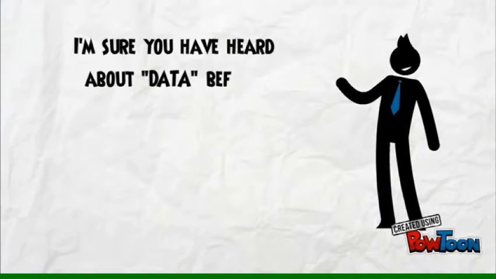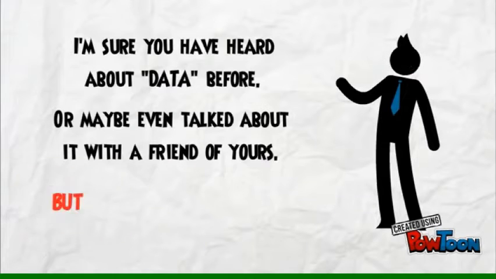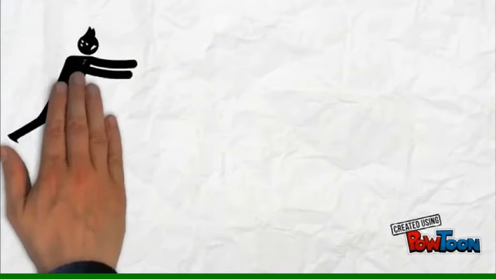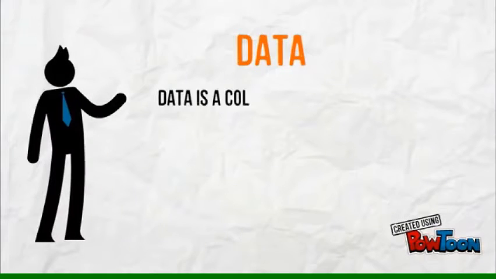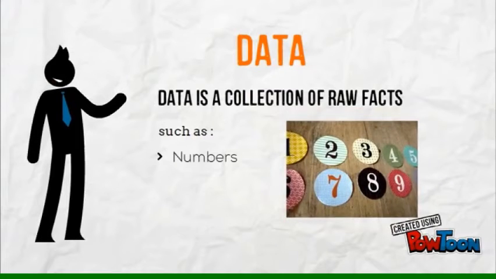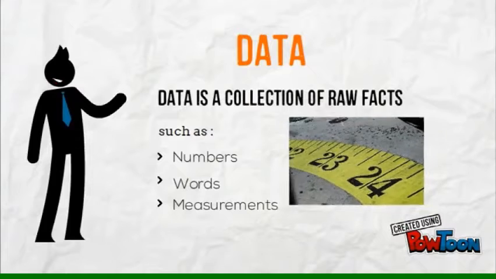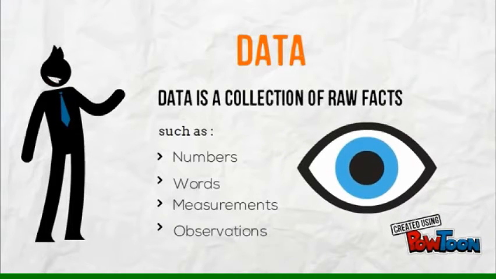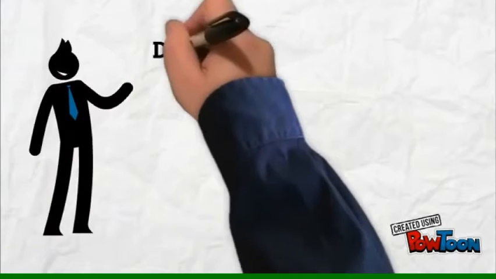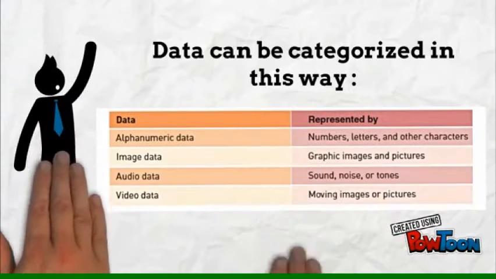I'm sure you've heard about data before, or maybe even talked about it with a friend of yours. But do you really know how data is processed? Data is a collection of raw facts such as numbers, words, measurements, observations, or just descriptions of things. Data can be categorized in this way.